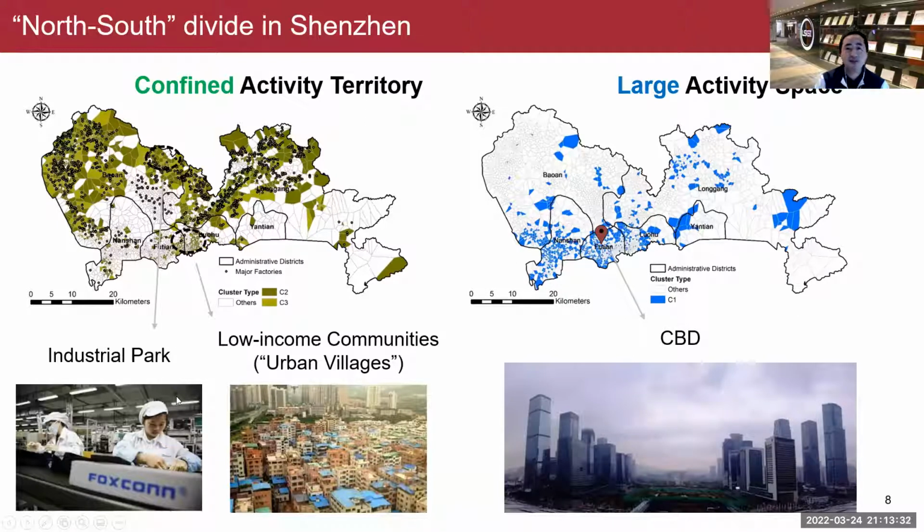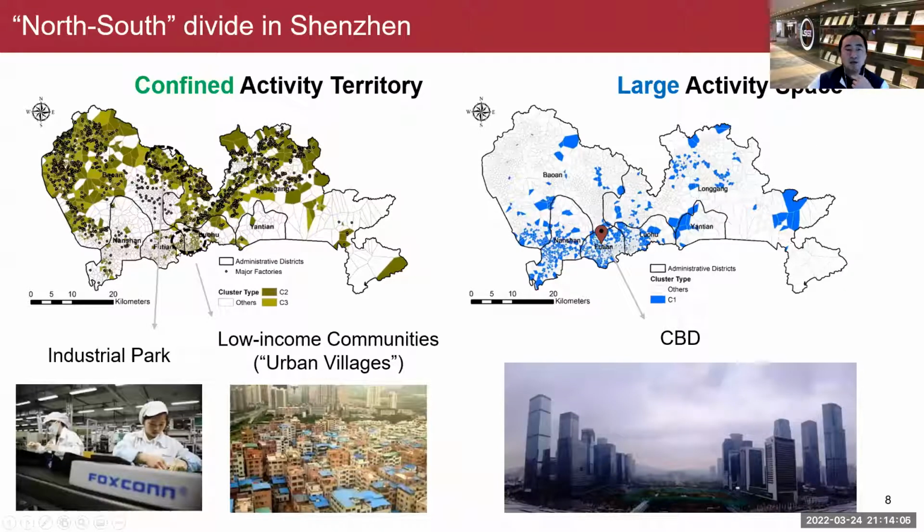So more than 60 to 80% of the people who live here have a daily travel range smaller than 2 or even 1 kilometer. That means most of the people who live here have very confined activity territory. And we have overlaid the major factories in the city, because Shenzhen is a city with a lot of migrants and also migrant workers. So for example, we have the very famous industrial parks such as the Foxconn parks over there. So you see there is a general agreement with these places with where the factories are located.